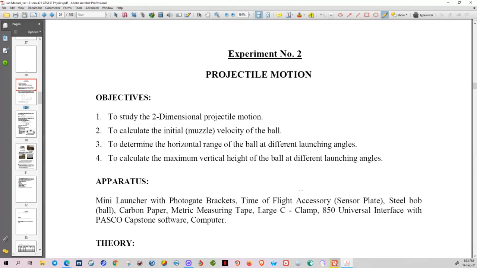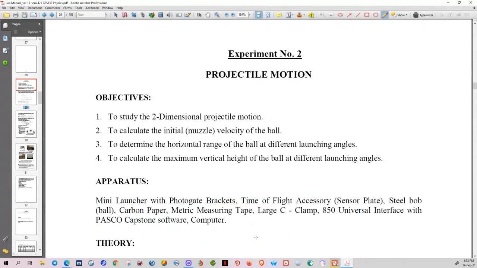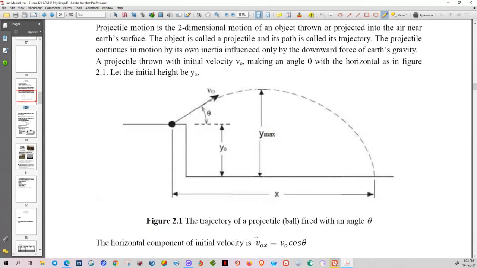The apparatus, of course, this is the actual one in the lab, but the one we will do is simulation. So in your report, just copy this one and all of this, and you can have your report, okay? Let's go to the theory.